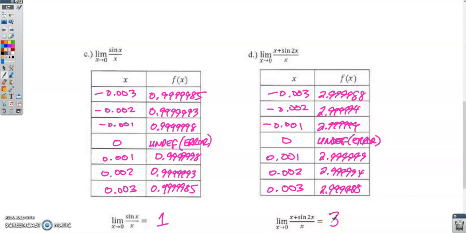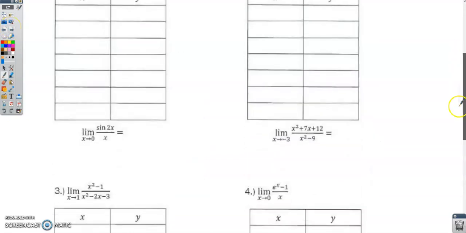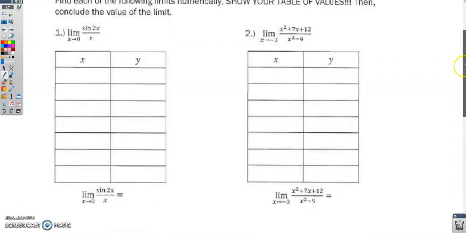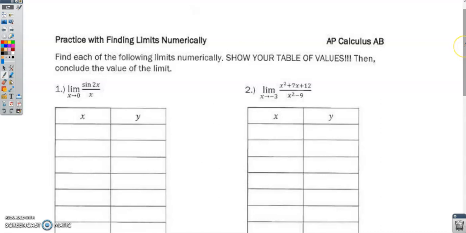All right, that's the end of example 3. On the next page, you should see there are practice problems for you to work on. And there's also a My AP assignment down at the bottom. Make sure you complete that, those of you who are my students, before the next class.